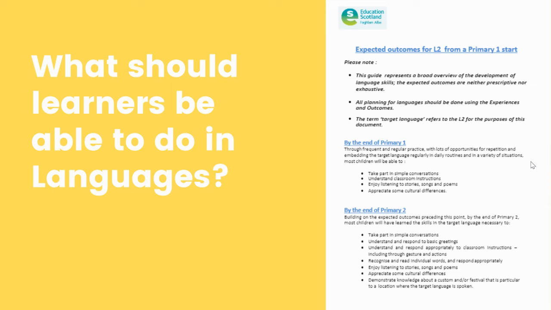So I really like this document, expected outcomes for L2 from a primary 1 start, and it takes each year of primary school and just with simple bullet points clarifies what the learners should be able to do. Hopefully this breaks down the broader levels and makes it seem a bit more realistic and achievable within a year. And we can use the experiences and outcomes and the benchmarks that go with them for broad success criteria to help us figure out how we're going to measure the progress that children are making.